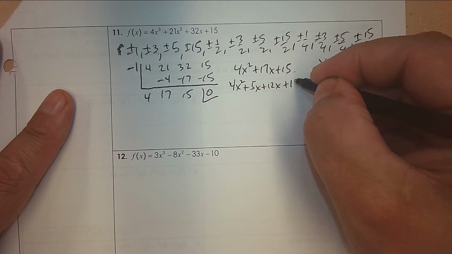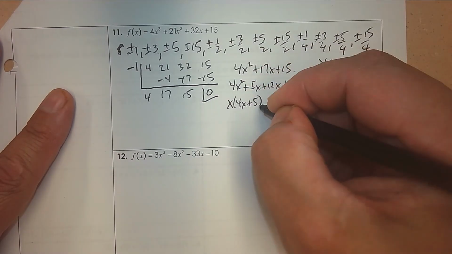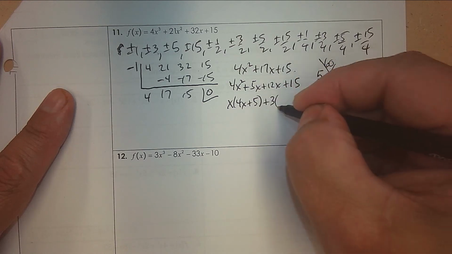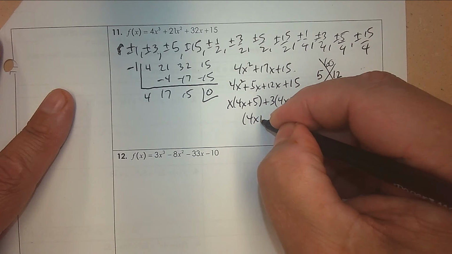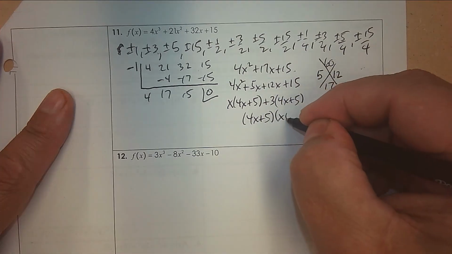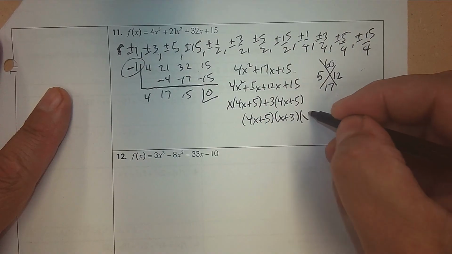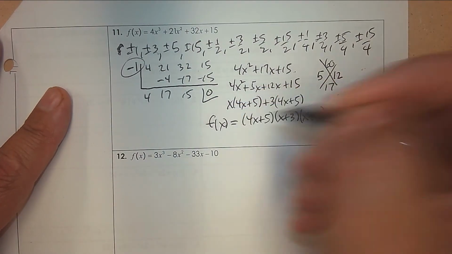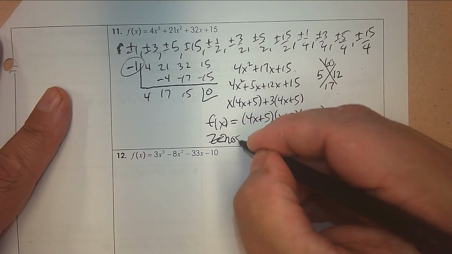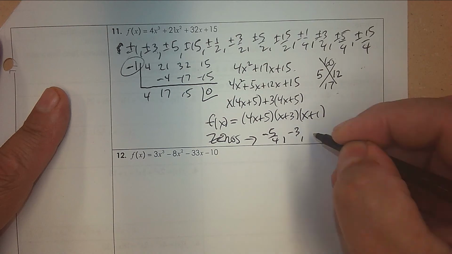Then the first two terms, they only have an x in common. The next two terms, they have a 3 in common. And then they share 4x plus 5, and what's left over is x plus 3. Remember -1? That's x plus 1. So now you have everything factored out. So then the zeros would be -5 over 4, -3, and -1.